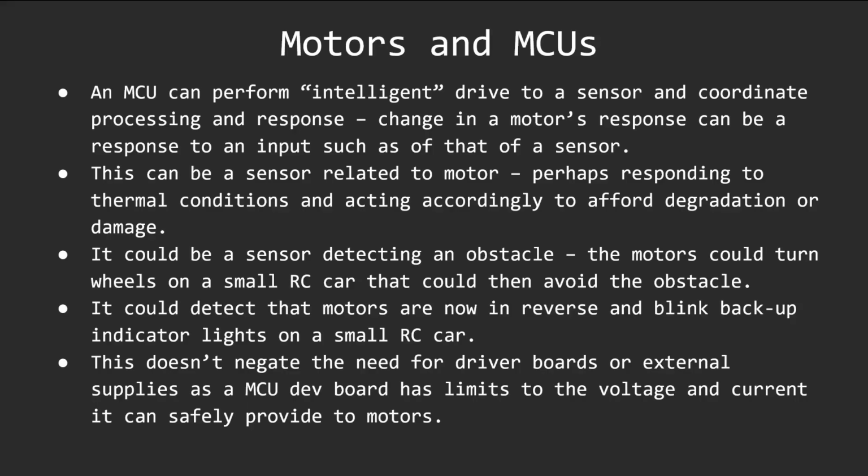A change in a motor's response can be a response to an input, such as that of a sensor. This could be a sensor directly related to the motor. Perhaps it responds to thermal conditions and acts accordingly to avoid degradation or damage. It could be a sensor detecting an obstacle. The motors could be turning wheels on a small RC car that could then avoid the obstacle. It could detect that the motors are now in reverse and blink backup indicator lights on a small RC car.